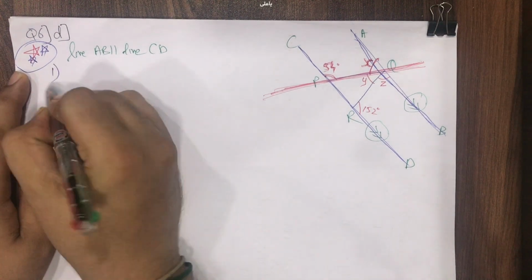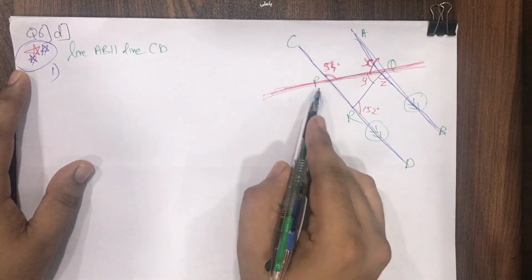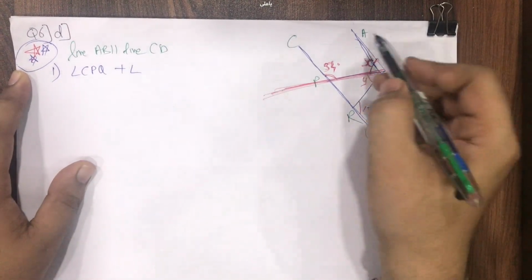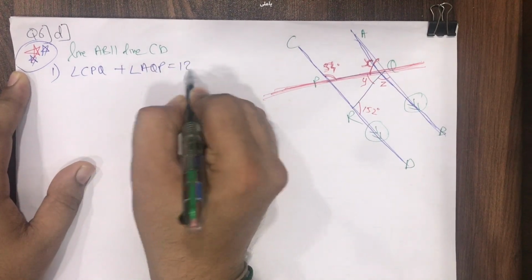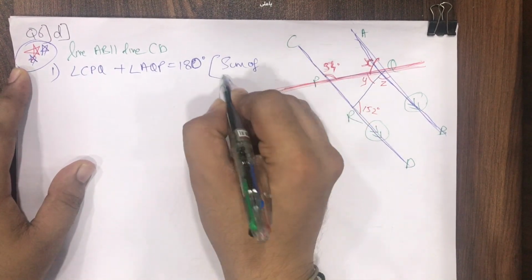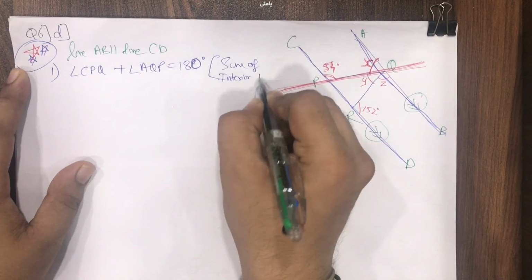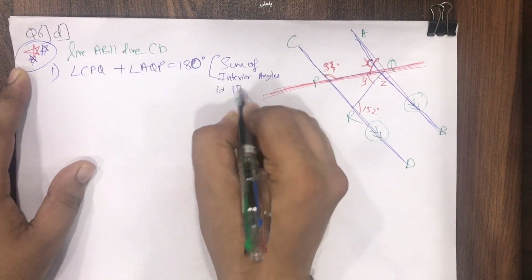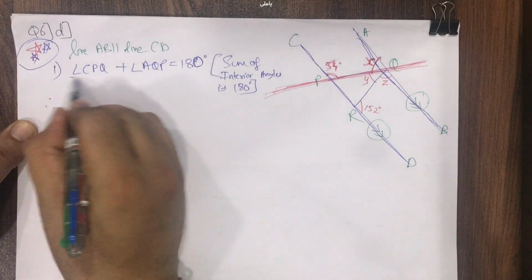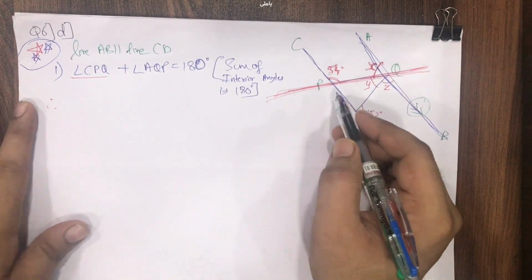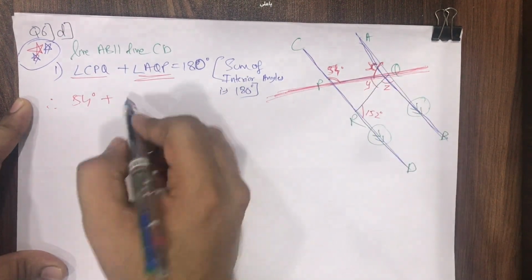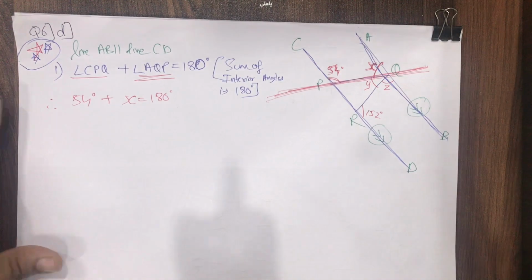Okay, so in the first part, what's the name of this angle? It's CPQ. Angle CPQ plus angle AQP is equal to 180 degrees. Reason: sum of interior angles is 180 degrees. So what's the value of angle CPQ? CPQ is 54 degrees, plus what's the value of AQP? AQP is X, equal to 180 degrees. I copied this as it is.